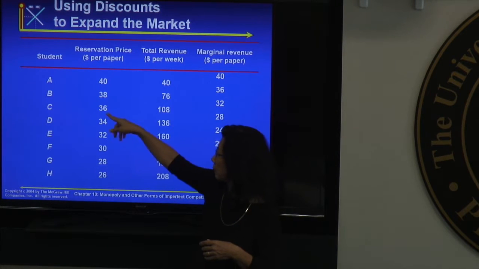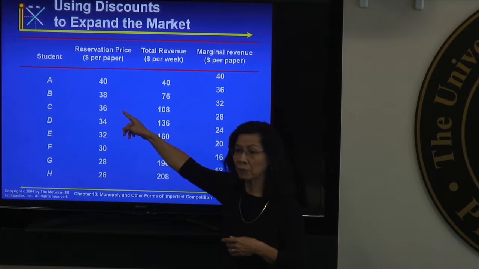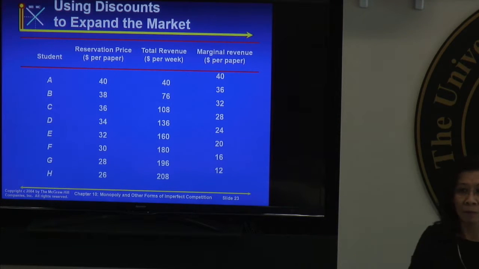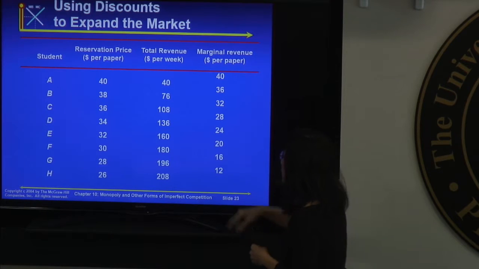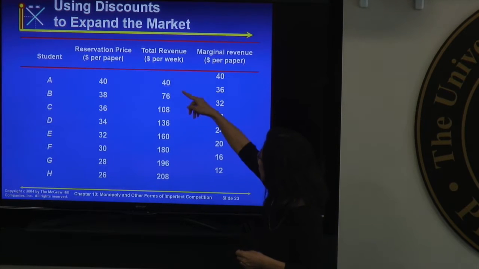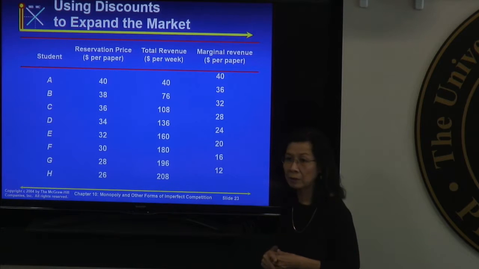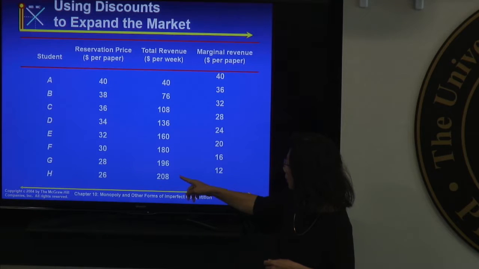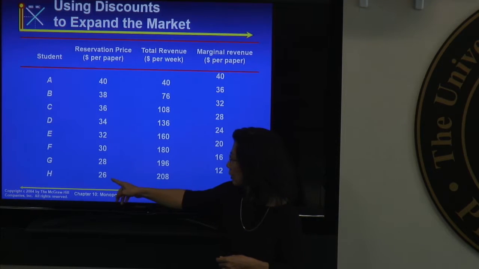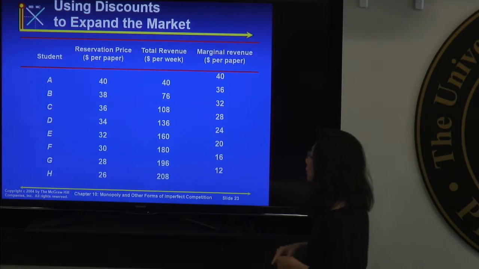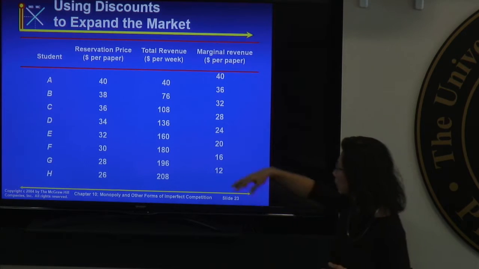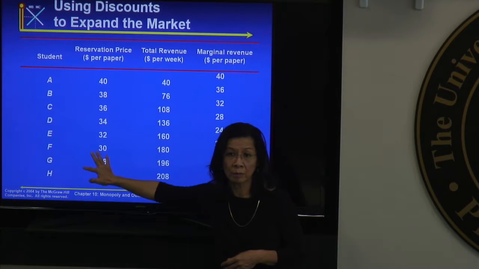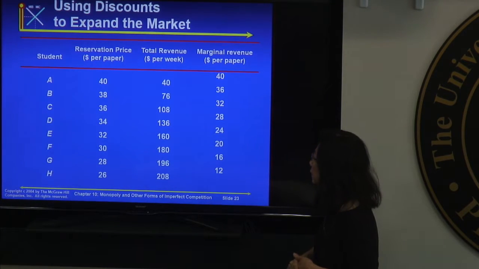Likewise, if you come down to 36, you will have to times 3 to get that 108 right there. So now you have your total revenue right here, all the way down to 208. So how do we get 208, for example? That would be taking 26 times 8 to get that number. So in other words, in order to serve all the students, you have to charge 26, so you get all of them. You have to charge the lowest reservation price.